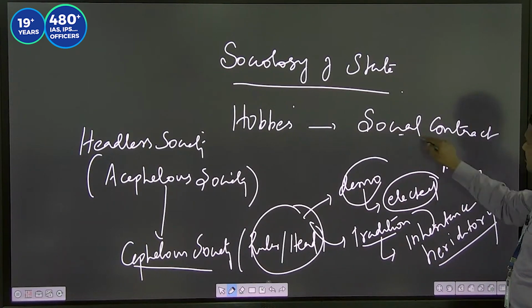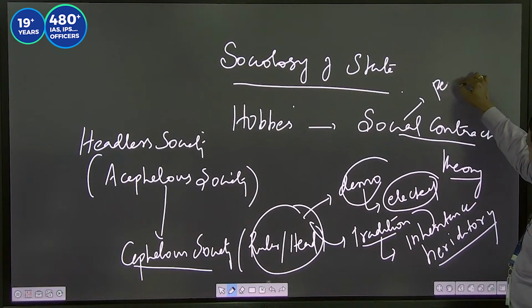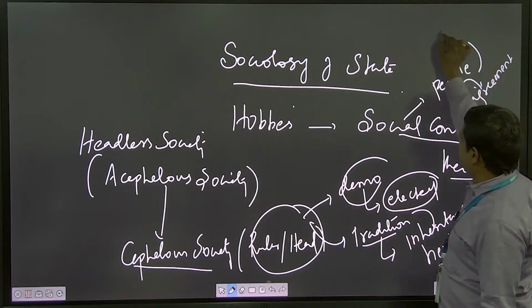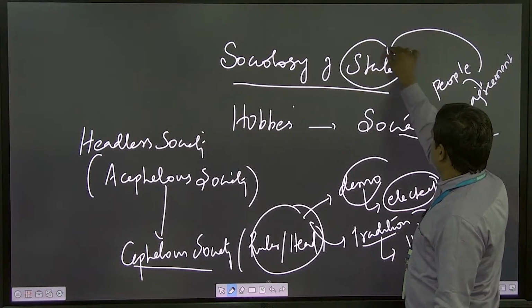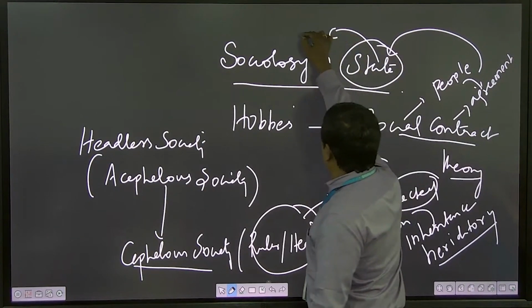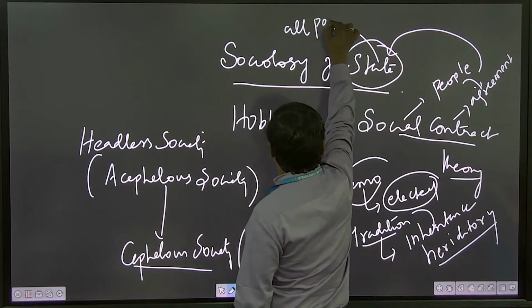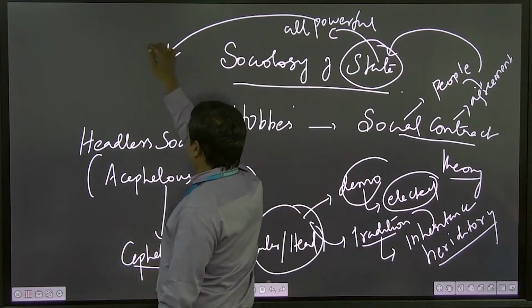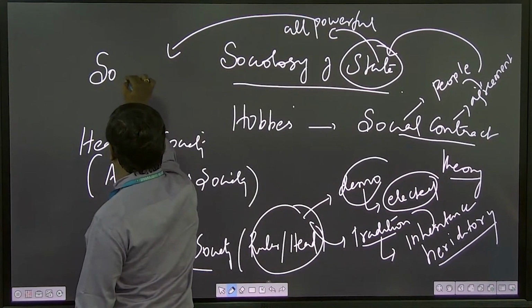Now come to Thomas Hobbes' social contract. Social means people. Contract means agreement. So people agree to create a state. And that state will be all powerful. That all powerful state is called a sovereign state.